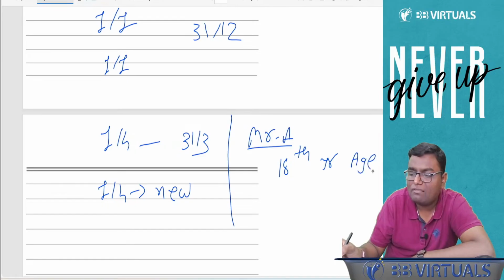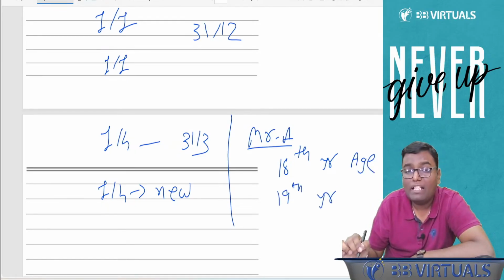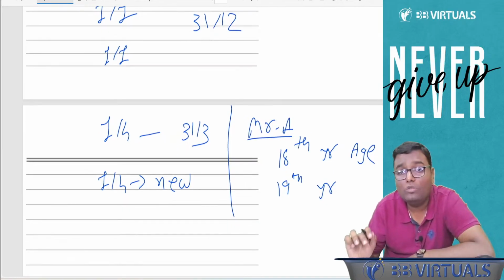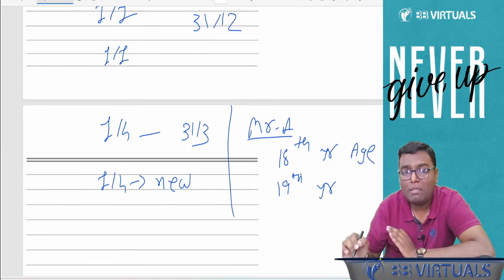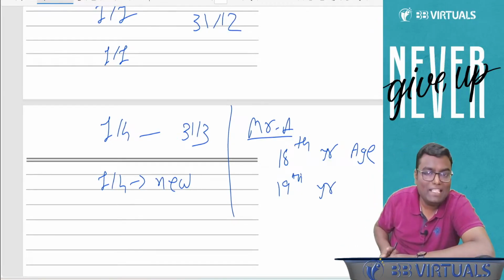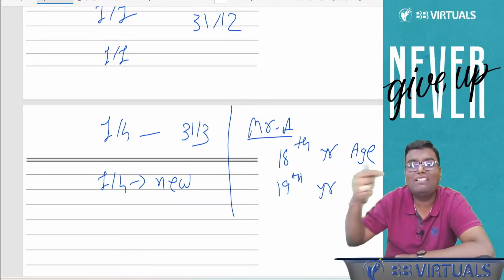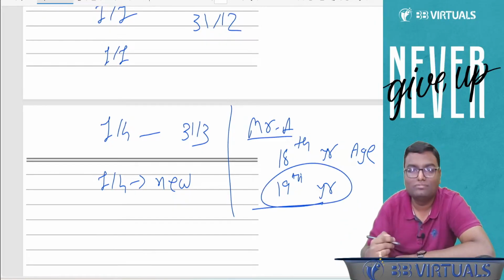Today is my birthday. I have completed 18th year and I'm starting 19th year. Then beta, he's wrong. What he needs to tell me is, "Sir, today is my birthday. Yesterday I completed the 18th year of my age, and from the day of the birthday, my new year is getting started. That is the 19th year."